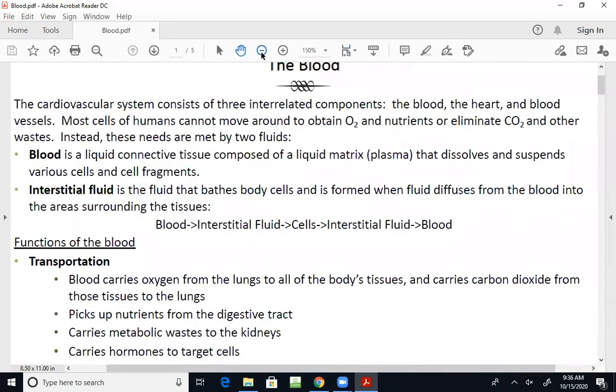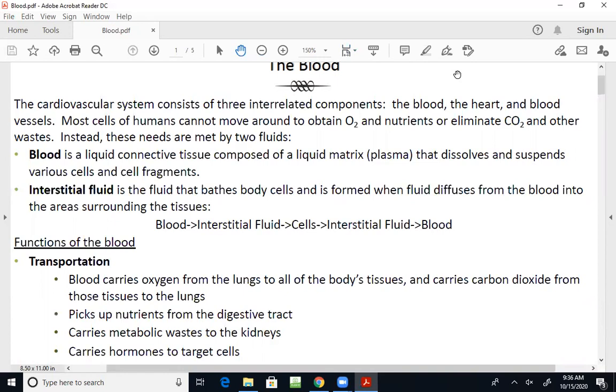Okay, so like I said, 3 components of our cardiovascular system include the blood, the heart, and our blood vessels, which function to get our cells the nutrients that they need and remove the waste that they produce, because most cells of the human body cannot move around to obtain their O2 and nutrients or eliminate CO2 and other wastes. Instead, we use our blood, which is circulated through our blood vessels and pumped by way of our hearts.